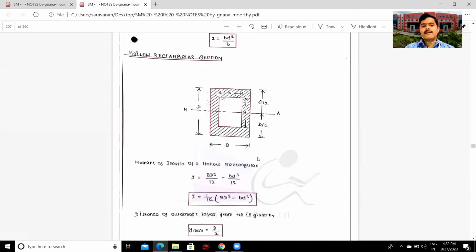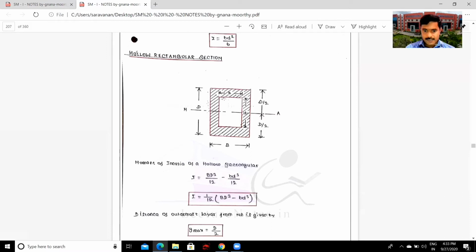Next, we can derive the section modulus for the hollow rectangular section. So here you can see this is the hollow rectangular section. This is the hollow portion, this is the solid portion, this is hollow. Therefore, here you can see the inner width small b, inner depth small d, outer width capital B, outer depth capital D. So Y maximum is nothing but the outermost layer from the neutral axis, capital D by 2. So Y maximum is equal to D by 2.